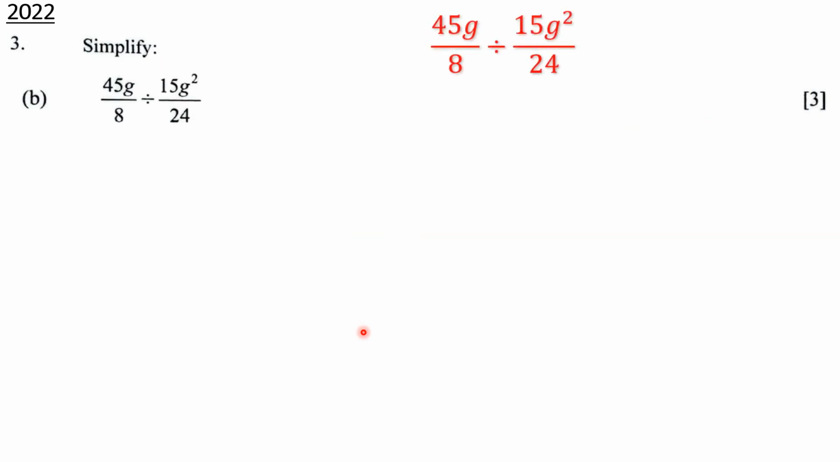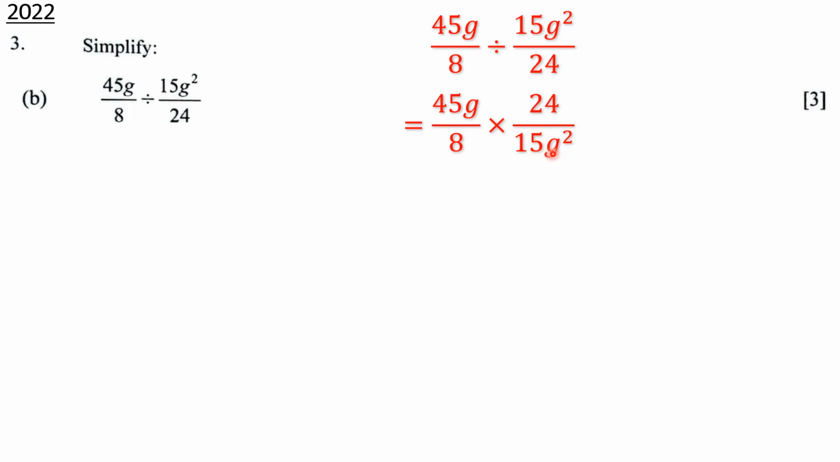We have two fractions and we have to divide them. We have 45g all over 8 divided by 15g squared all over 24. What we're going to do is switch flip. So we're going to keep this fraction. Sorry, we're going to switch the sign from a division sign to a multiplication sign. And then we're going to flip. We're going to put the 24 on top and put the 15g squared at the bottom. And so we have 45g all over 8 multiplied by 24 all over 15g squared.